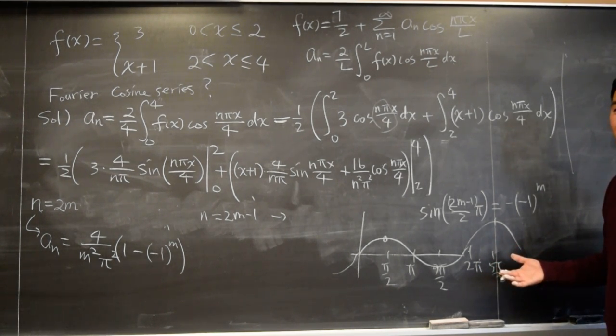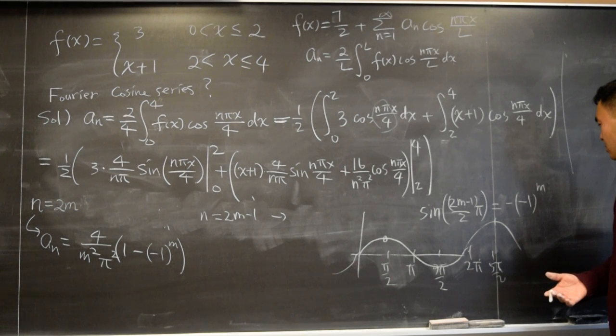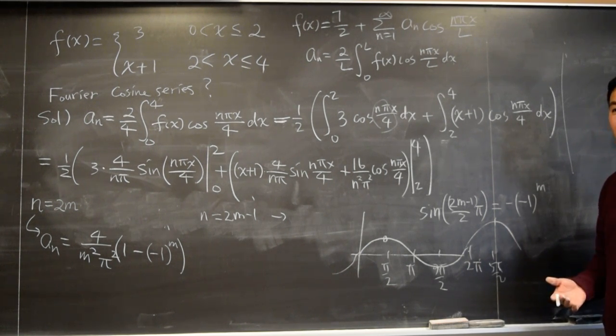Why did you switch the n value though? You have to? What do you mean? What's the question?